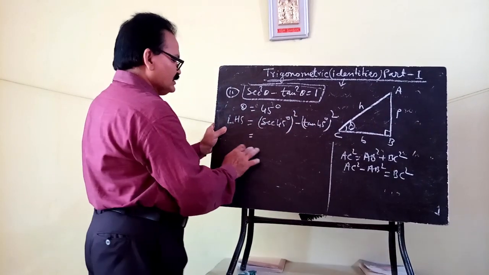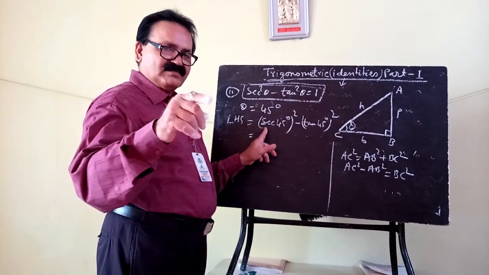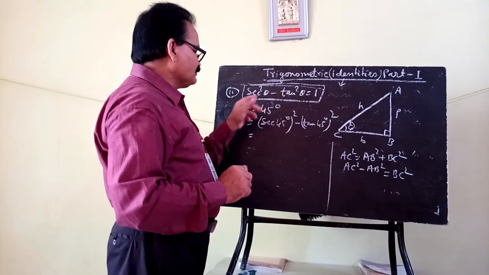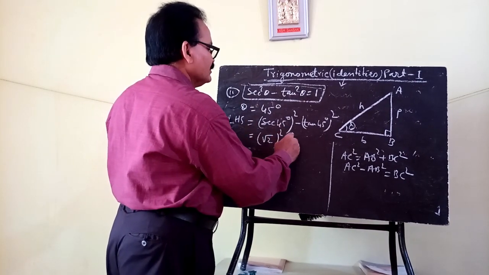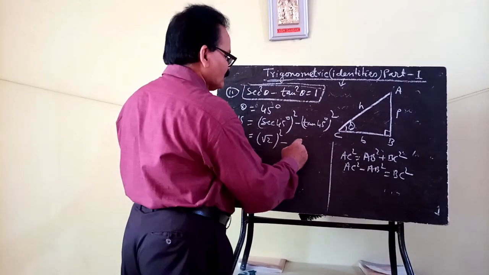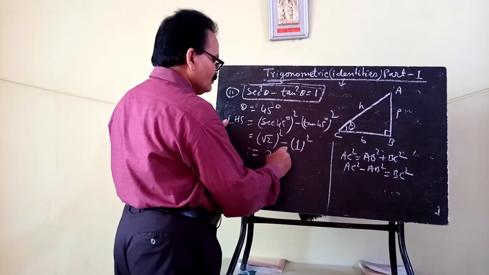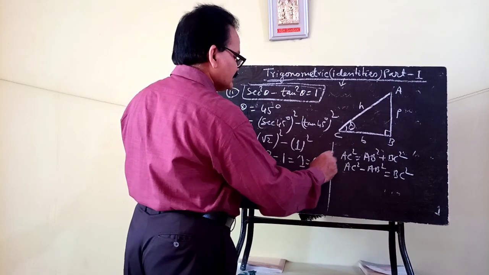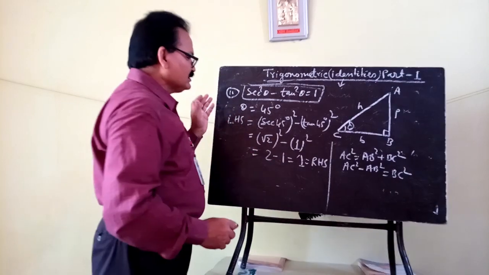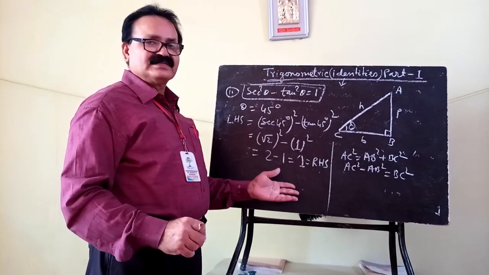You know the value of cos 45 degree is 1 by root 2. So sec 45 degree is root 2 whole square, minus, you know tan 45 is 1, so 1 square. So this is 2 minus 1, which is equal to 1, which is your RHS. So that means for theta equal to 45 degree it is true.